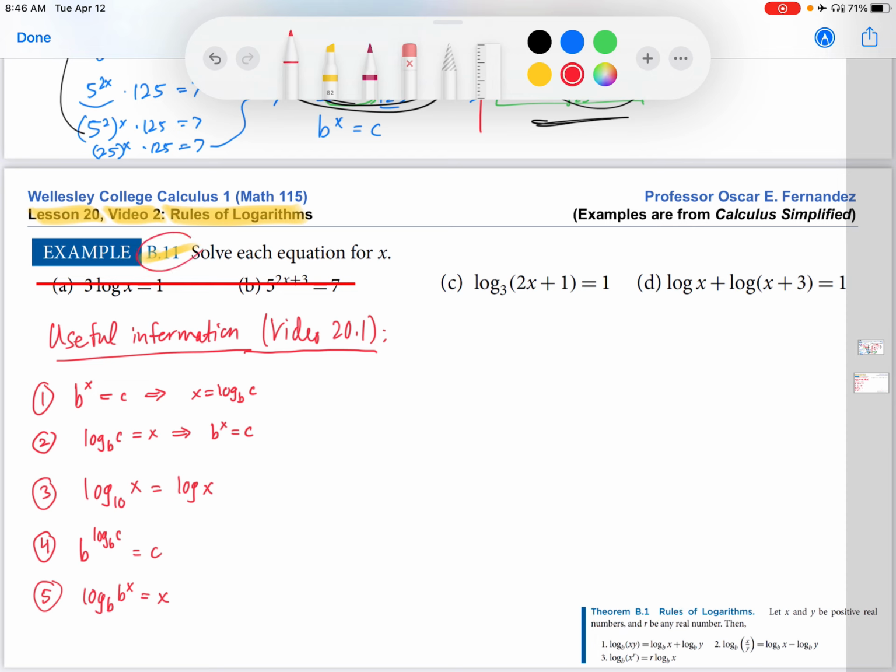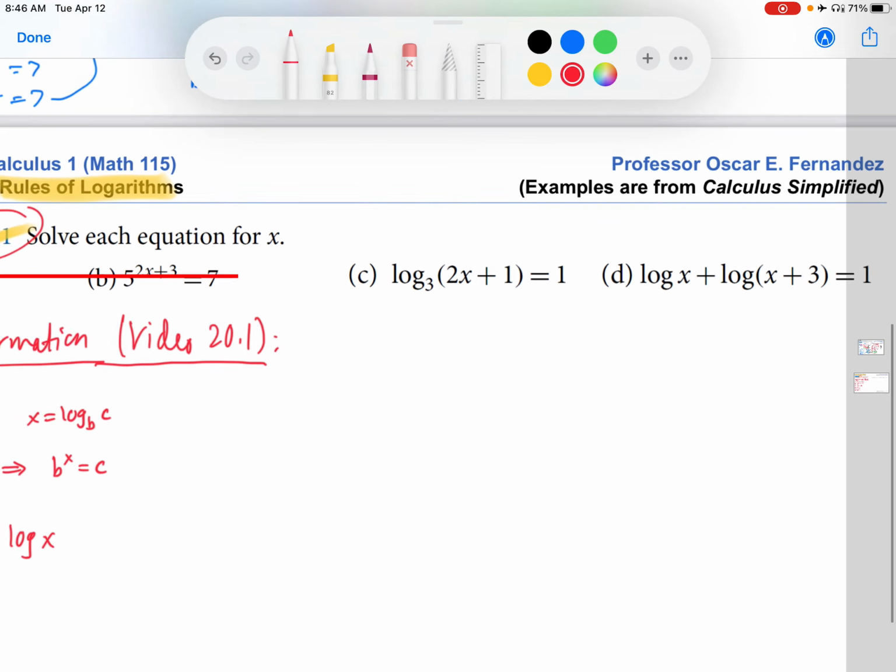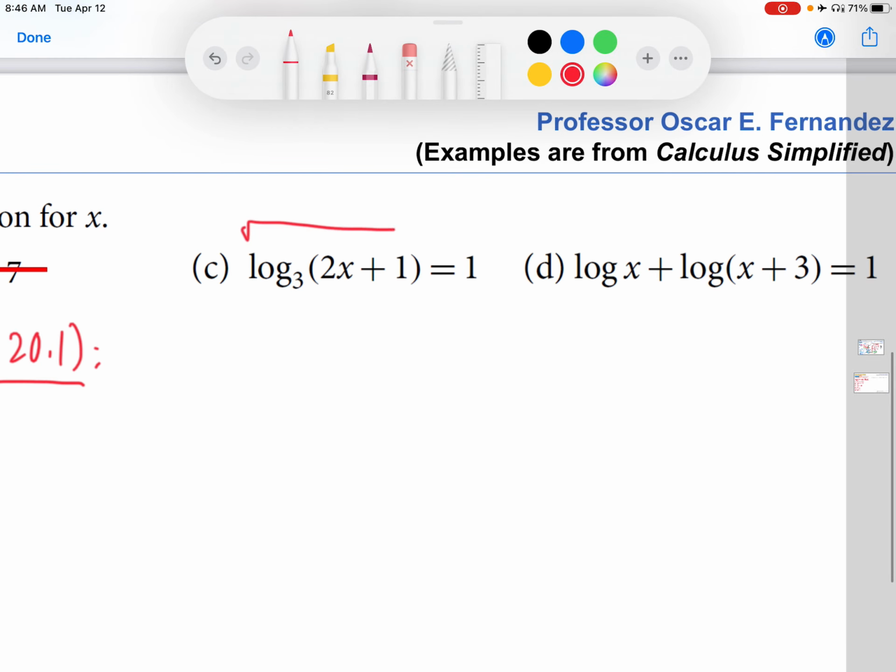So let's take a look at the example. It says solve each equation for x, and we're just going to do these 2, A and B. Again, I solved those in video 20.1, so check that out if you're interested in those solutions. Okay, so zooming in here. First one says log base 3 of 2x plus 1 equals 1.